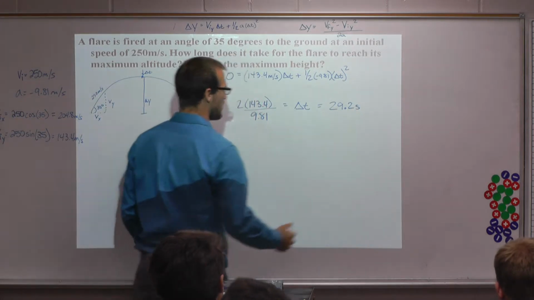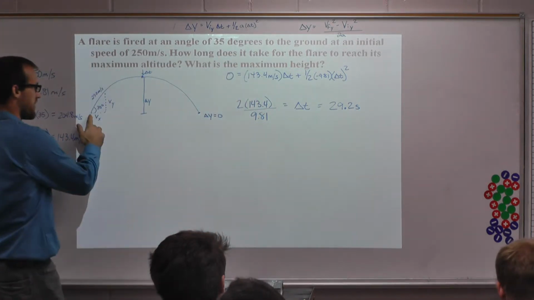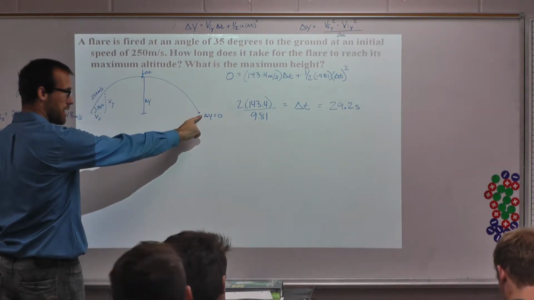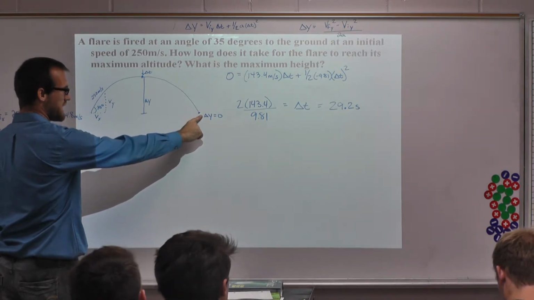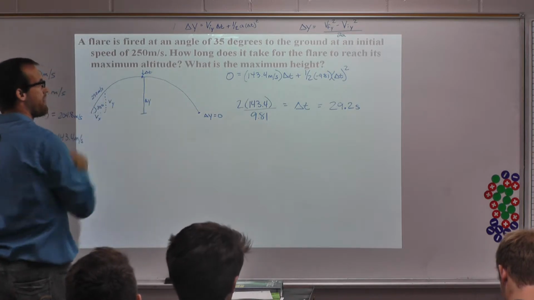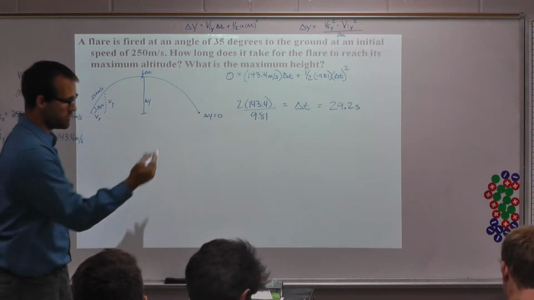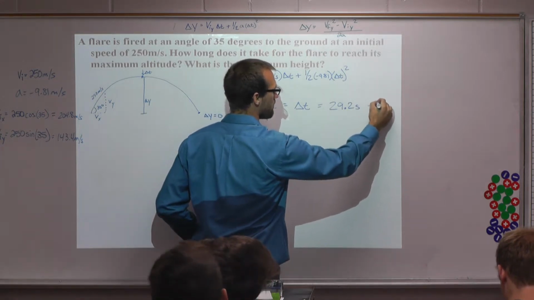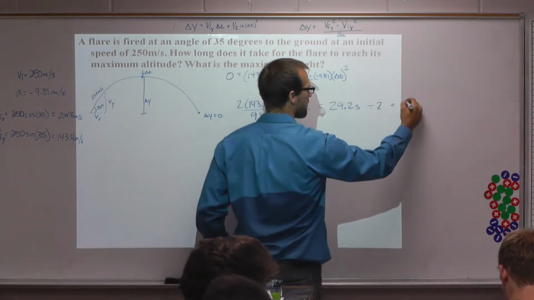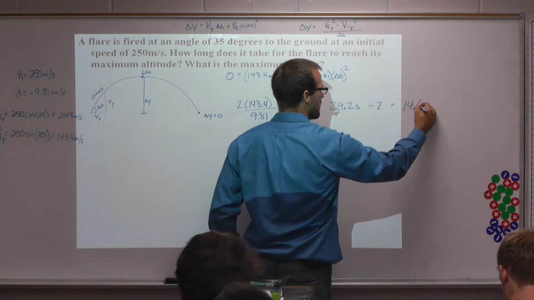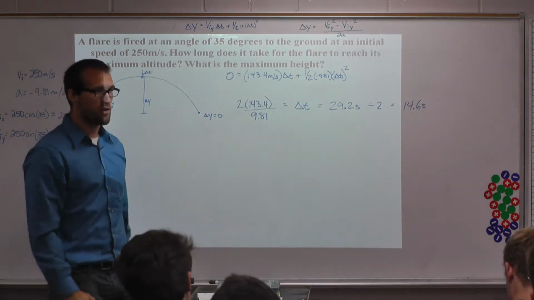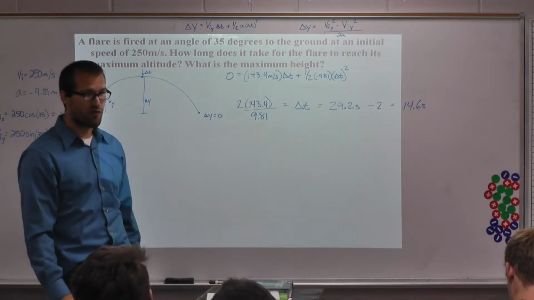Okay, so this would be the time it would take to get from here all the way to here. It wanted to know how long it would take to get to the peak. Well, that would just be half of that, so you would just take this and divide it by 2. 14.6 seconds. Your final answer for that should be shown in significant digits, so it would be 15.